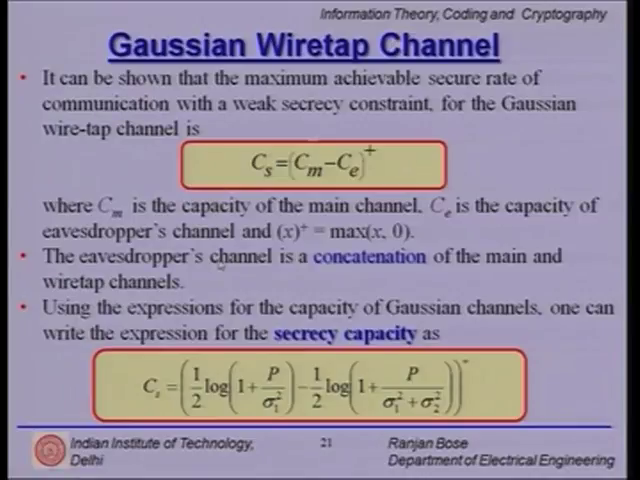The eavesdropper's channel is a concatenation of the main channel and the wiretap channel. Now, for the Gaussian case, it is easy to plug in the value of C_m, the capacity of the main channel, which is nothing but half log of 1 plus power over noise variance, the SNR. So, this is the capacity of the Gaussian channel for the main channel, and here is the concatenation. So you have half log of 1 plus power over sigma_1 squared plus sigma_2 squared. So the secrecy capacity C_s is given by the difference between these two channel capacities.